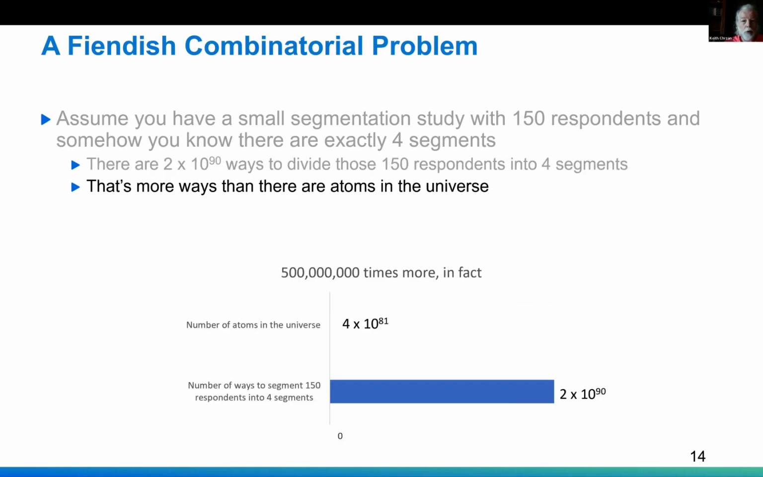In fact, that's more ways than there are atoms in the universe. In fact, it's 500 million times more. There are 500 million times more possible solutions to that little segmentation problem than there are atoms in the entire universe. So clearly we're never going to be able to look at more than a tiny fraction of the possible solution space. We're not going to be able to investigate all of them.